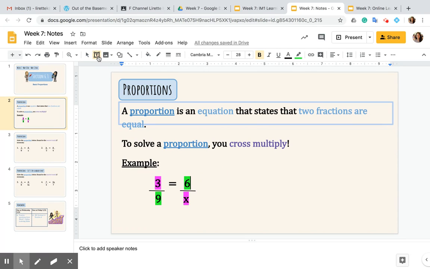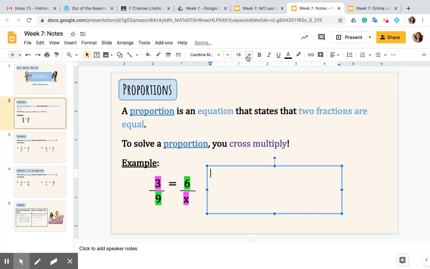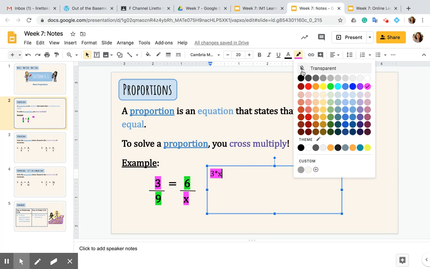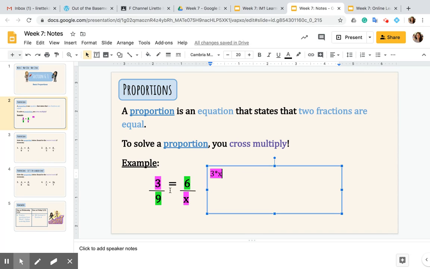So let me go ahead and insert a text box so I can do my work. And maybe I'll try and color code things along the way if I can remember. So I have to take the 3 and multiply it with the x, okay? And I also take the 9 and the 6 and multiply them. Now, before I write my next cross product, I need to write an equal sign. So in every single proportion, when you cross multiply, those cross products are equal to each other.